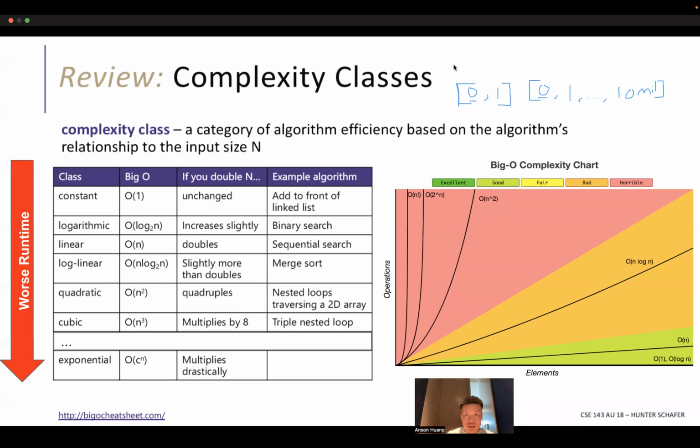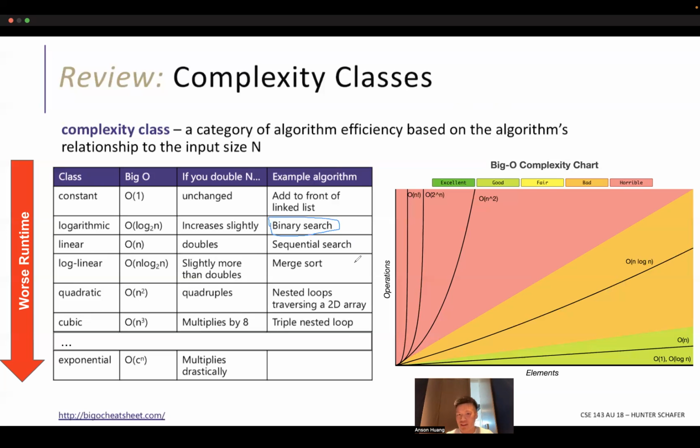The next example is logarithmic time. Logarithmic time is the next fastest complexity class that we'll be working with. It grows really slowly, which is good. That means as your input size n gets larger and larger, the runtime is only going to increase slightly. An example of this is binary search.